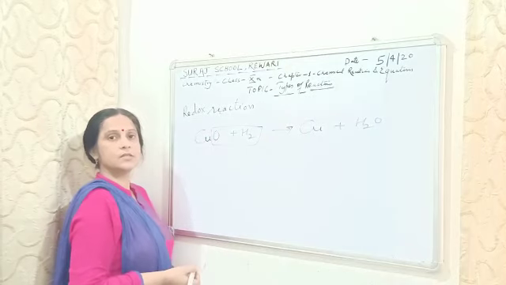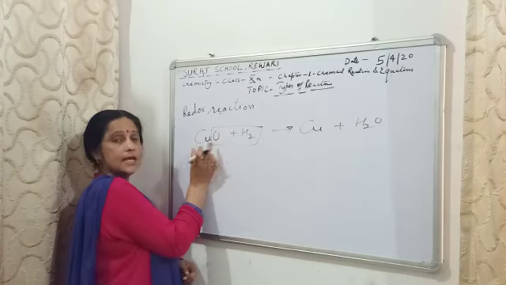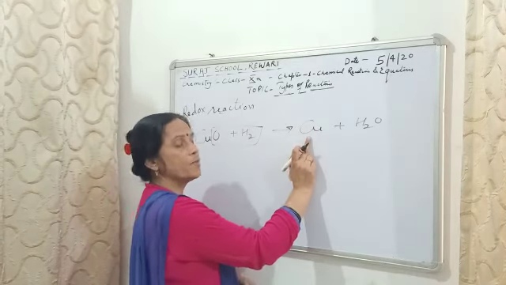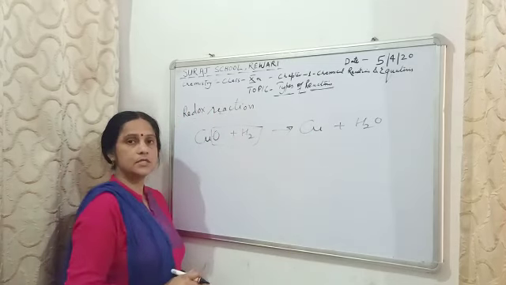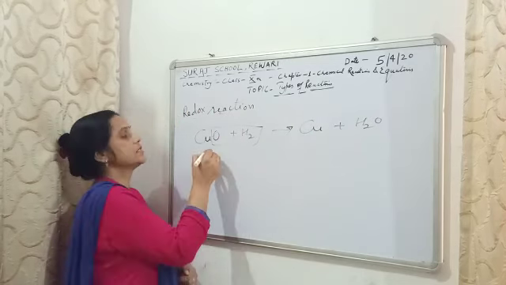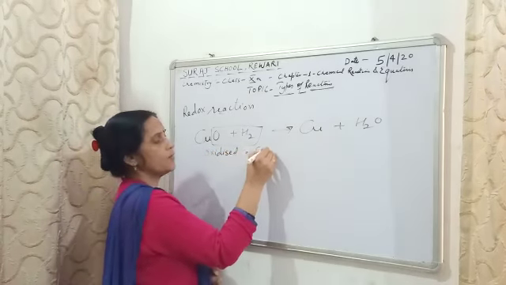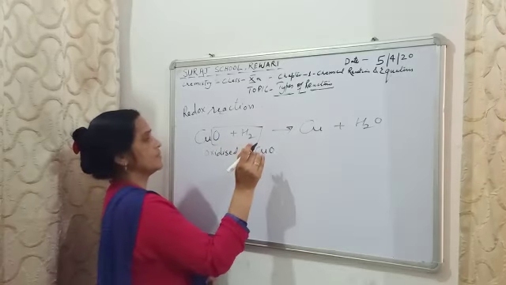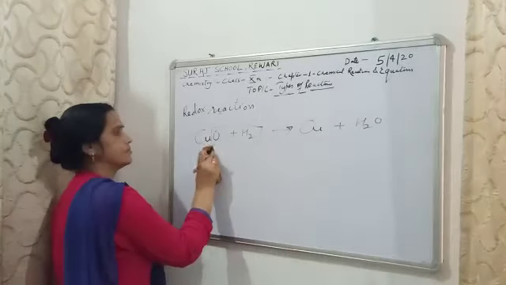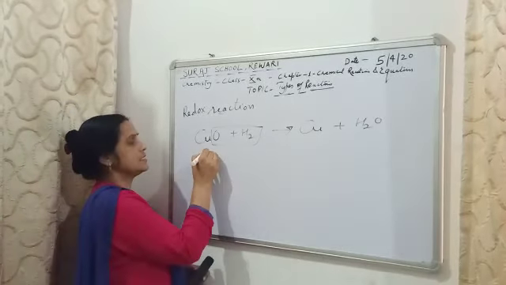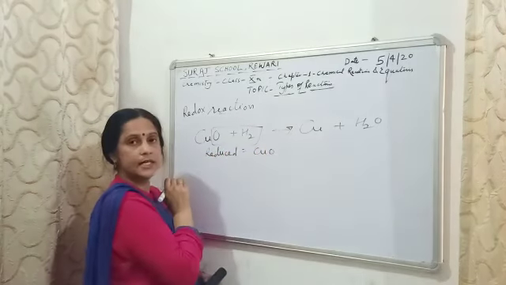Now in this reaction, we see that on the reactant side, copper oxide is present, and at the product side, copper remains alone. Means copper oxide loses its oxygen, and loss of oxygen is called reduction. Means the substance which is reduced in this reaction is copper oxide.